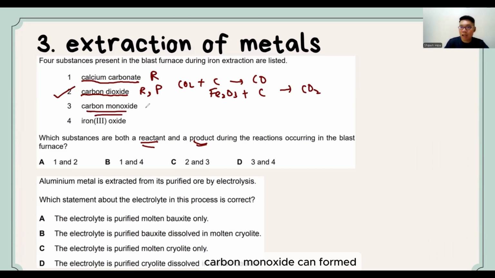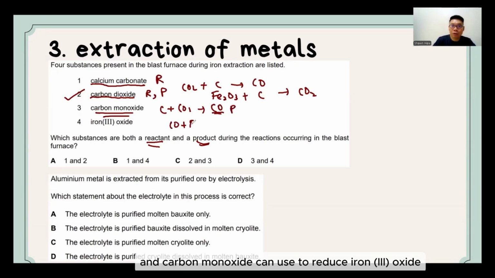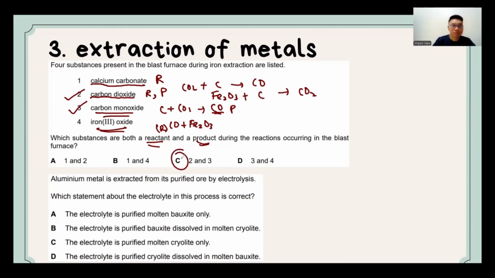Carbon monoxide can form when carbon plus CO2 forms carbon monoxide. So it's actually a product, and carbon monoxide can be used to reduce iron trioxide. So it's a reactant. Carbon monoxide also acts as both product and reactant. And iron trioxide, it's obviously just a reactant. So the answer is 2 and 3.